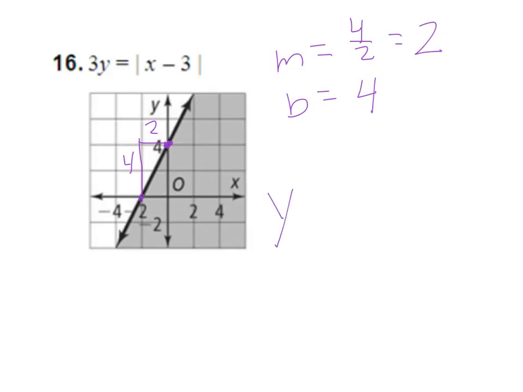So again, I'm going to leave a space for my inequality. So it's going to be my mx plus b. It's shaded below the line, so that means y is less than the equation. And since it's a solid line, I have to make sure to put my or equal to.